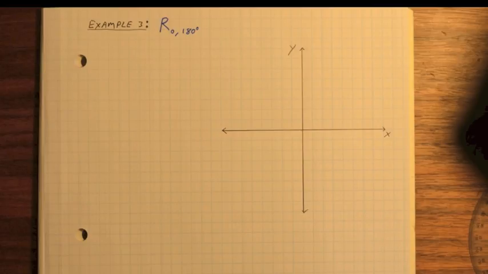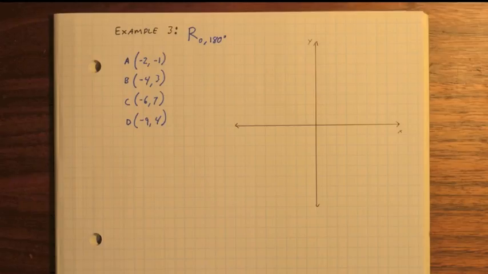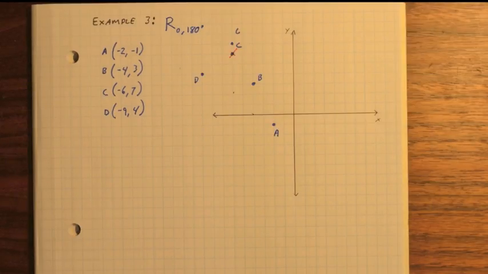The third example is rotating around the origin 180 degrees. Now with this one, it doesn't matter if we rotate clockwise or counterclockwise because the end result of rotating 180 is the same either direction. So let's rotate this set of pre-image points, A, B, C, D.